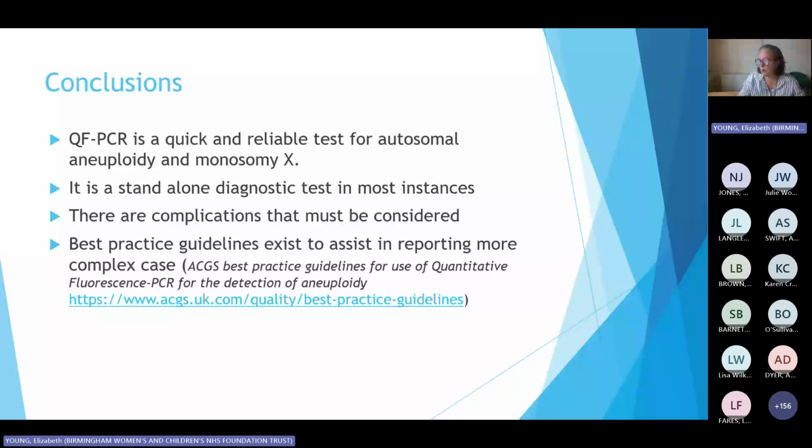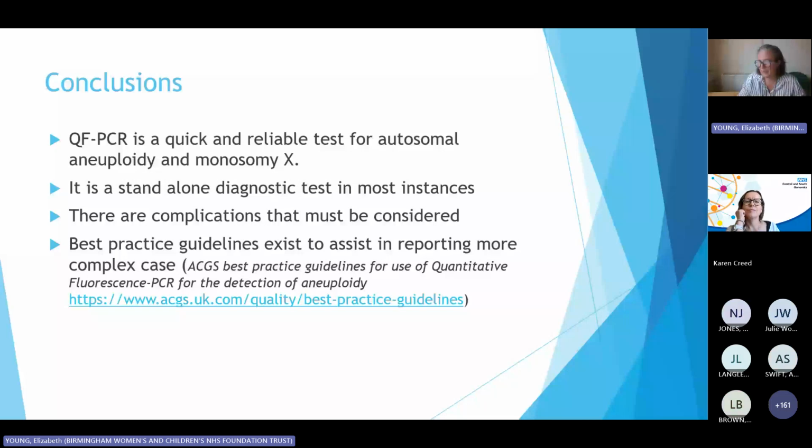But if you're not sure, if you're not clear about what the result means, I would always urge you to contact the lab. We're happy to talk to you and talk through what a result means. And we do have best practice guidelines that exist to assist us in reporting the more complex cases. So all the labs will be referring to these best practice guidelines and we'll all be reporting in the same way.